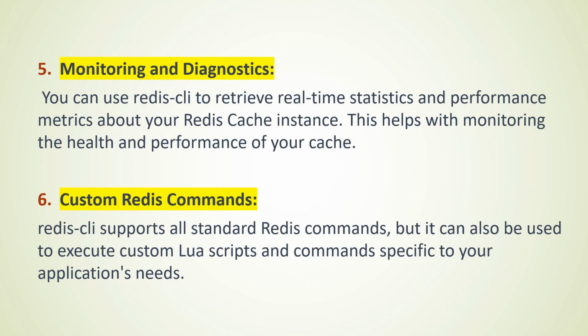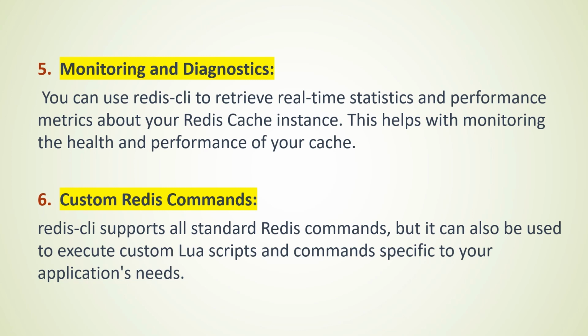Monitoring and diagnostics. You can use Redis CLI to retrieve real-time statistics and performance metrics about your Redis Cache instance. This helps with monitoring the health and performance of your cache. Custom Redis commands. Redis CLI supports all standard Redis commands, but it can also be used to execute custom Lua scripts and commands specific to your application's needs. List of commonly used Redis CLI commands. Here are some of the most common Redis CLI commands that you can use to interact with the Redis server. These commands cover basic data manipulation, retrieval, and administrative tasks.